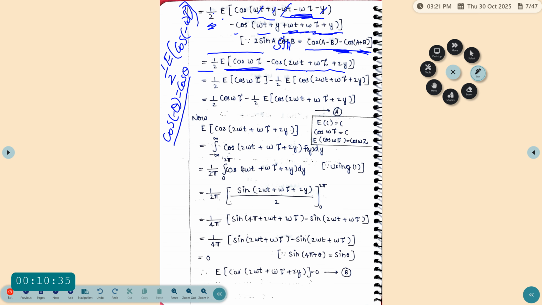So 1 by 2 into the expectation of cos omega tau minus cos(omega t plus omega t is 2 omega t, y plus y is 2y, plus omega tau). So we get 1 by 2 into the expectation of cos omega tau minus cos(2 omega t plus omega tau plus 2y). That is equal to 1 by 2 into the expectation of cos omega tau minus 1 by 2 into the expectation of cos(2 omega t plus omega tau plus 2y).